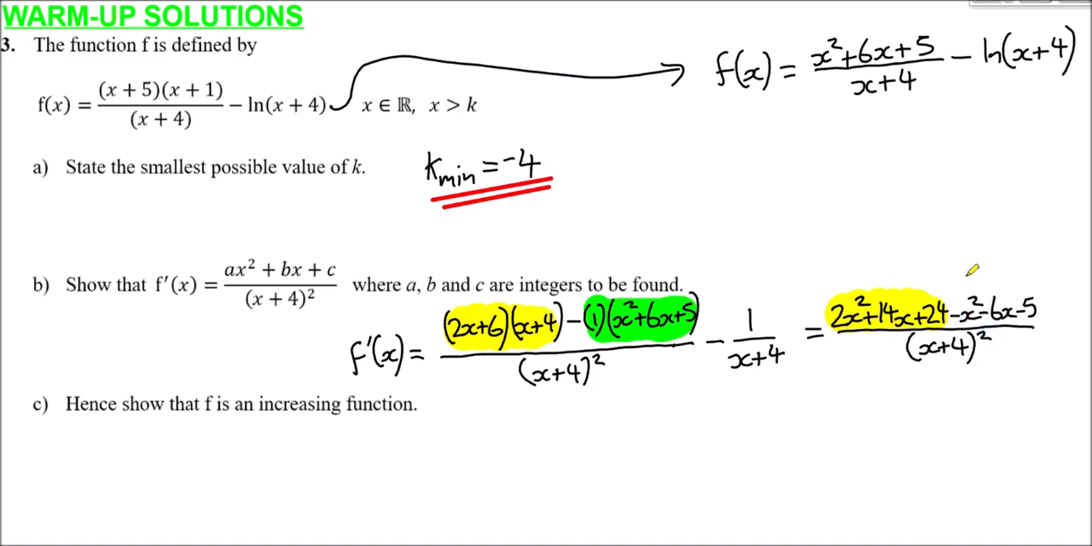Now, because I want it as a single fraction, what I need to do is to get a common denominator. So what I'm going to suggest we do here is, for this one, I'm going to multiply top and bottom by x plus 4. If I do that, the denominator will become x plus 4 squared, which is exactly what I'm wanting. So then I'm going to take away x plus 4 all over x plus 4 squared.